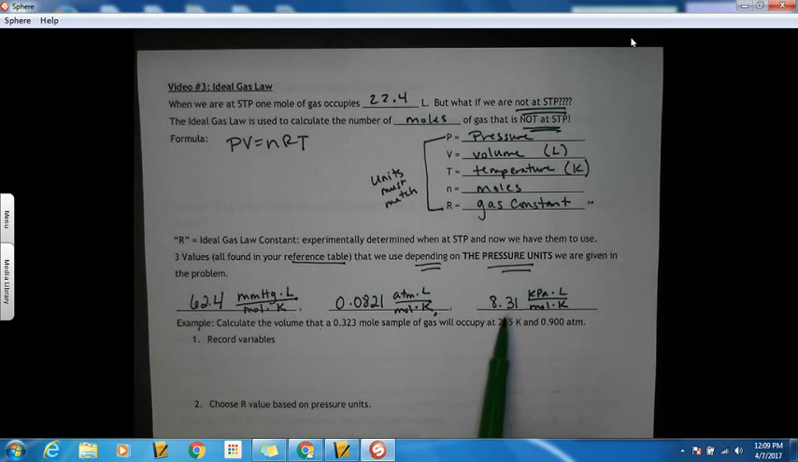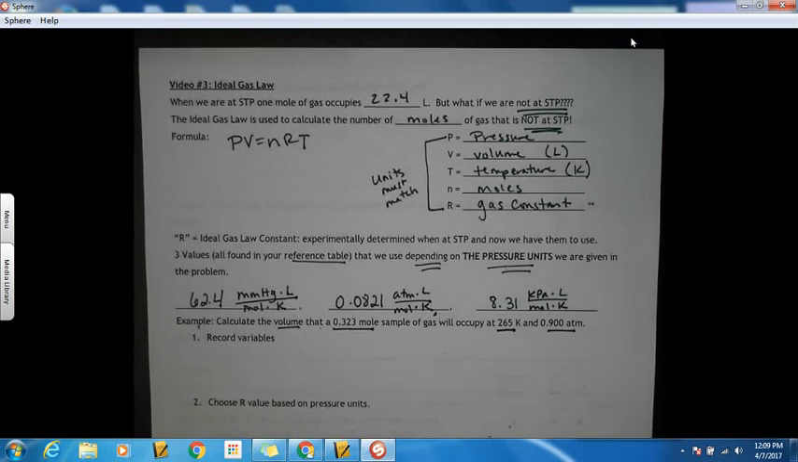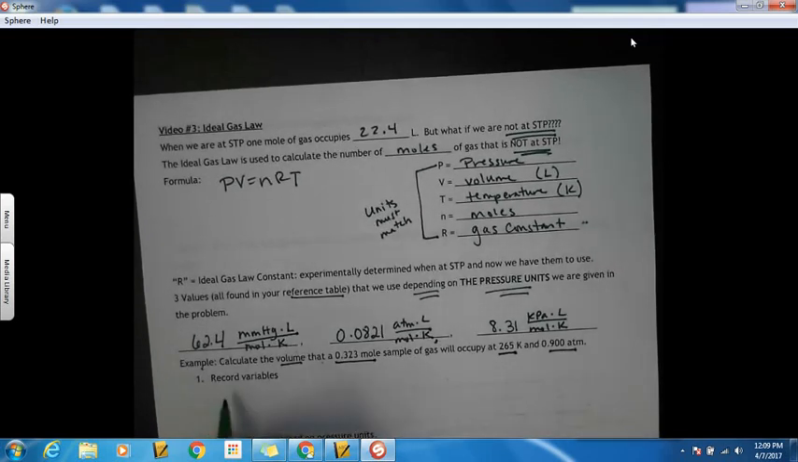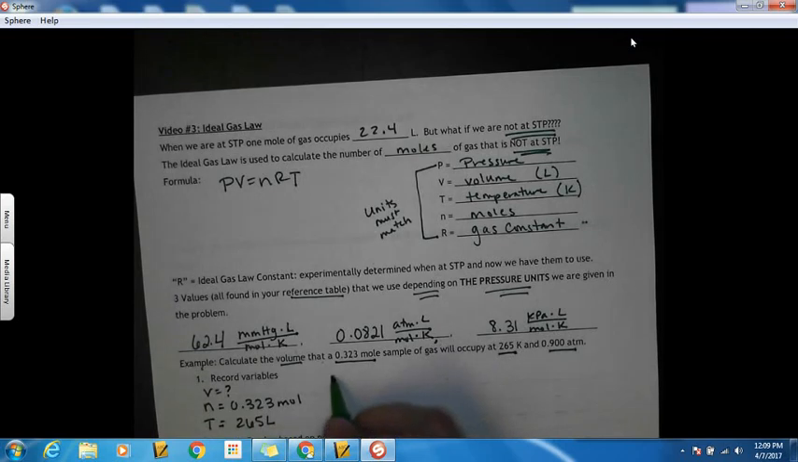So let's look at our problem. Calculate the volume that a 0.323 mole sample of gas will occupy at 265 Kelvin and 0.9 atmospheres. Alright, so what are our variables? Our volume is unknown. We have moles, which is n, at 0.323 moles. And then we have our temperature, which is 265 Kelvin. And then we have our atmospheres, which is a unit of pressure, 0.9 atmospheres.